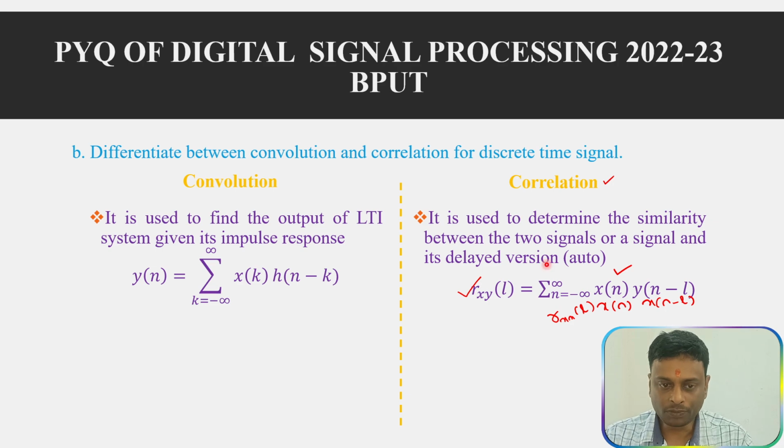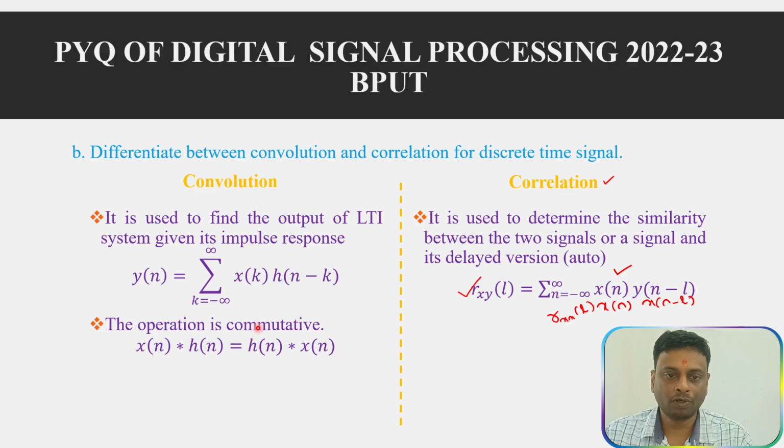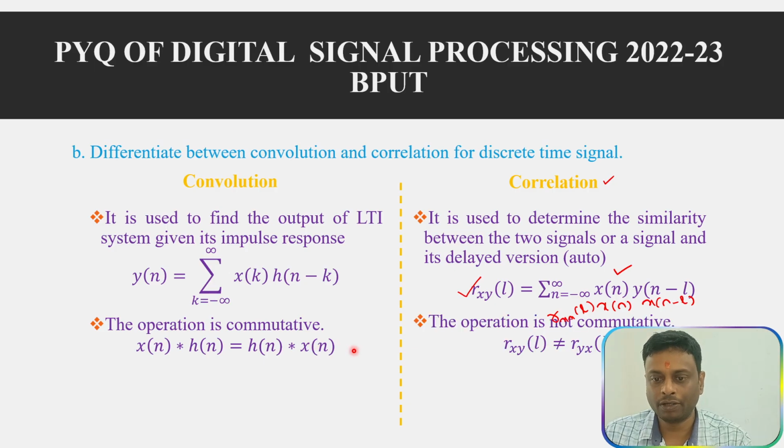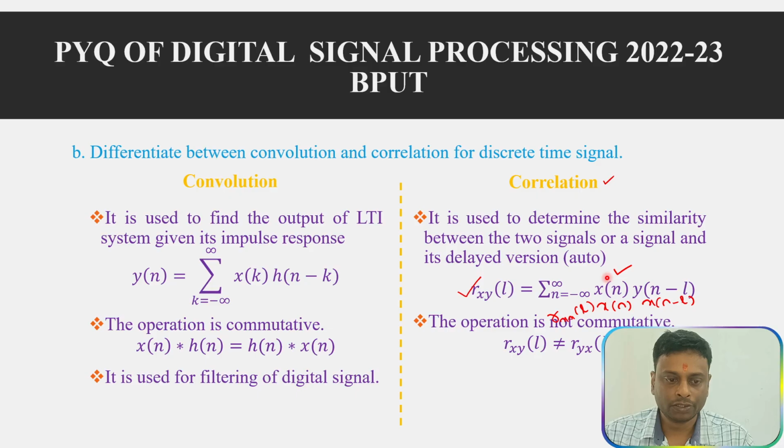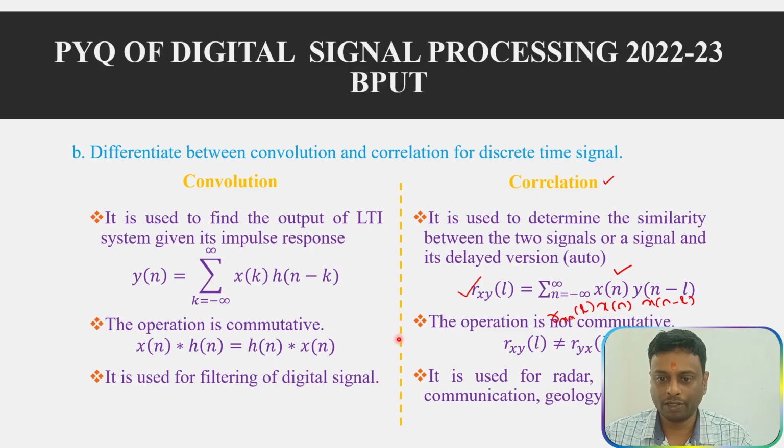Similarly, the operation of convolution is commutative: x of n convolved with h of n equals h of n convolved with x of n. But the correlation operation is not commutative, so R x y of l is not equal to R y x of l. Convolution is useful for filtering of digital signals, and correlation is used in radar, sonar, digital communications, geology, etc. So these are the differences between convolution and correlation.